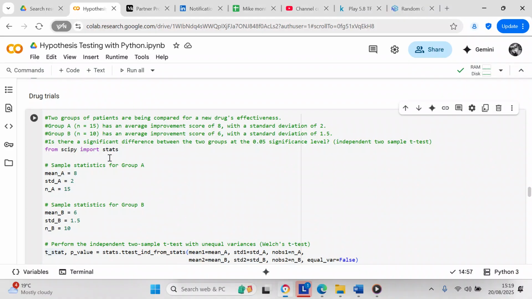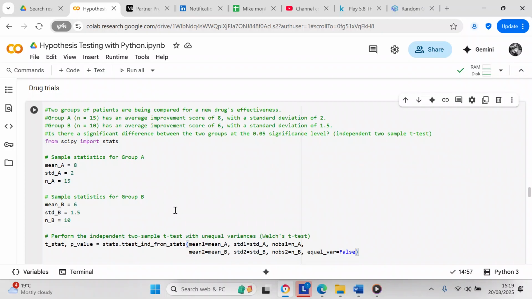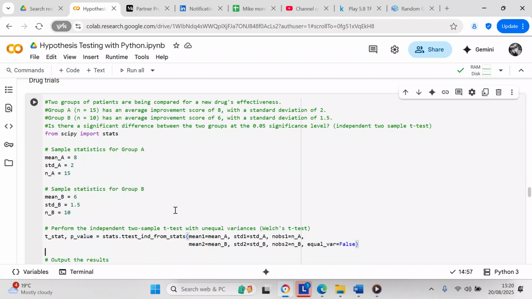We're going to set up these statistics for group A: mean A equals 8, standard deviation A equals 2, and N A equals 15. So that's the number of participants. The sample statistics for group B are mean B equals 6, standard deviation B equals 1.5, and N B equals 10. We're going to perform an independent two-sample t-test with unequal variances. This is also called Welch's t-test.